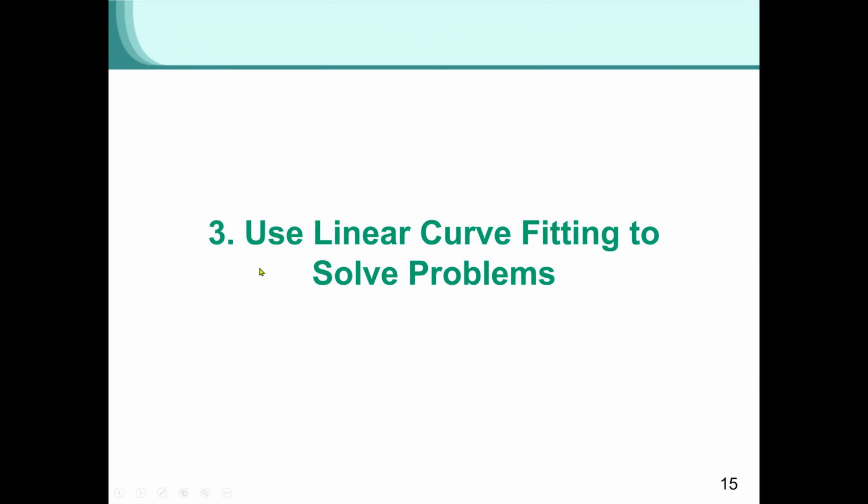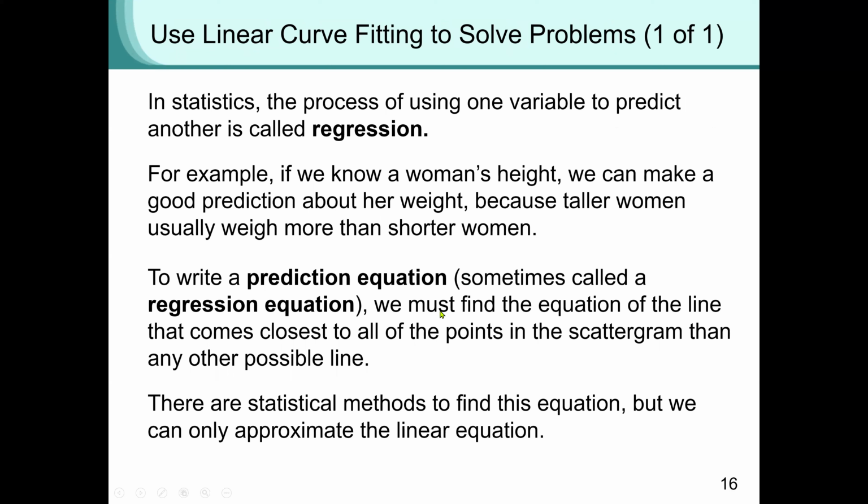Now, next, we're going to use the linear curve fitting to solve problems. So we know in statistics, we have the concept of regression. Regression is the process of using one variable to predict another variable. Sometimes in order for us to use one variable to predict another variable, we are going to find the correlation coefficient so that we can find out if there's any association between the two variables.